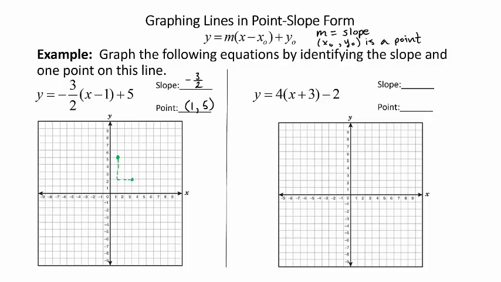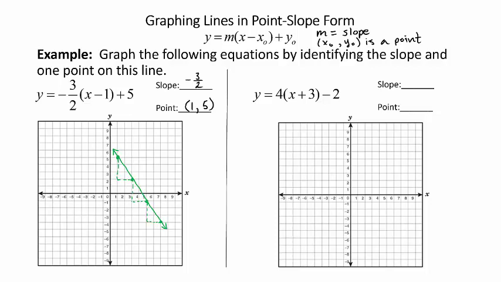So from this point of 1, 5 that we're given, we're going to fall 3 units and run over 2 units, like so, right? So I'm going to do that again. I'm going to fall 3 units and run over 2 units. Okay, that's all we need, but we can keep going. You can do this as many times as you like. Down 3 over 2. Okay, all right, so we've got the dots connected there. And so this is the graph of the line y equals negative 3/2 times the quantity x minus 1 plus 5.